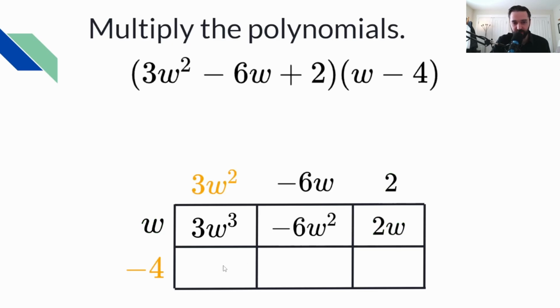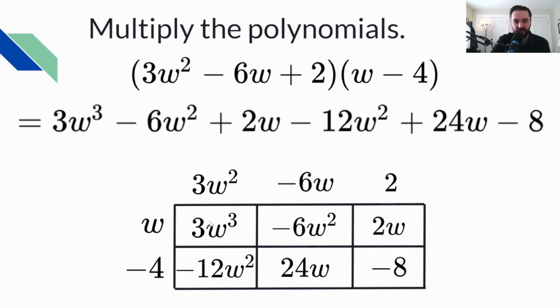For my bottom left mini rectangle, I have 3w squared times negative 4, which is negative 12w squared. And then for this mini rectangle, I have negative 6w times negative 4. That's going to give me positive 24w. And lastly, for this bottom right mini rectangle, I have 2 times negative 4, so that's negative 8. Okay, so we're going to add up each area of each mini rectangle. So that's what we have up here.